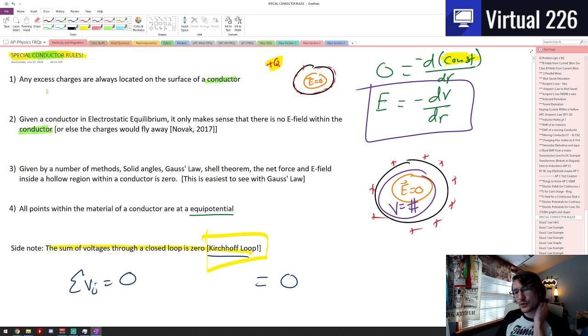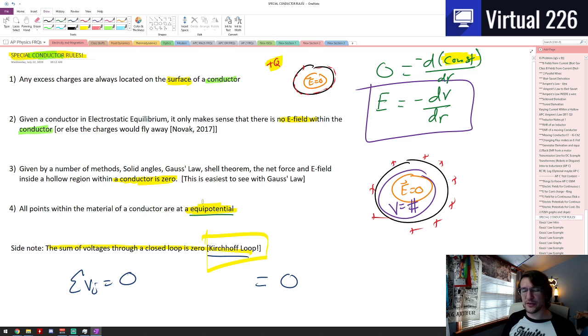Okay. So these are the important things. Remember, those charges are always on the surface of the conductor. There's no E field within the conductor, even if it's solid. If it's hollow, it's still 0. The E field is still 0 inside a hollow conductor, and that means that for all intents and purposes, the points inside the material of a conductor are at an equipotential. Even if it's solid, even if it's hollow, the voltage will be a constant value there, and that will be it.